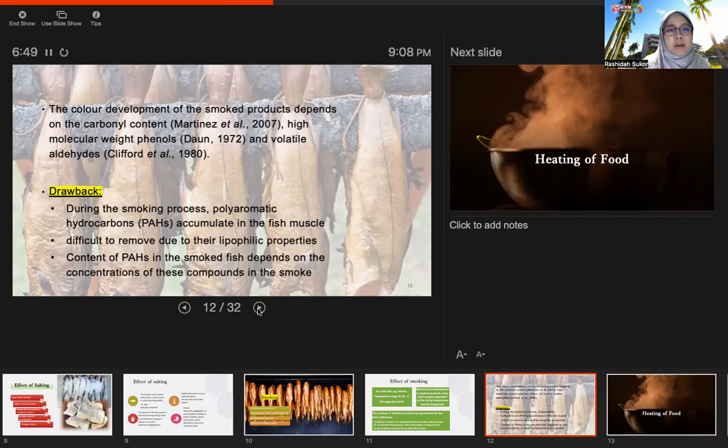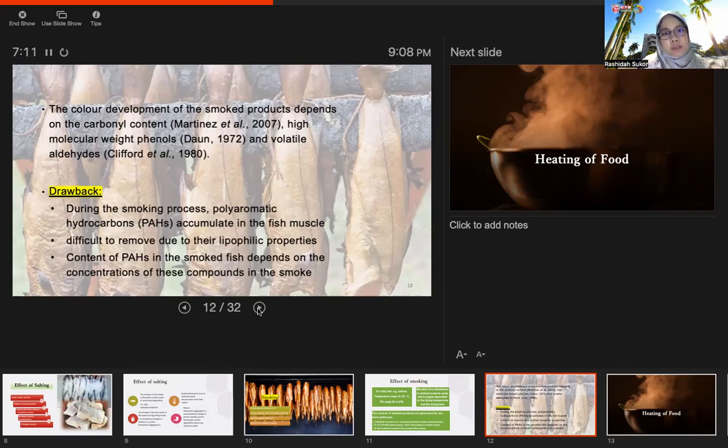However, there are drawbacks of the smoking process, whereby during the smoking process there are compounds called polyaromatic hydrocarbons, or PAH, which will accumulate in the fish muscle.